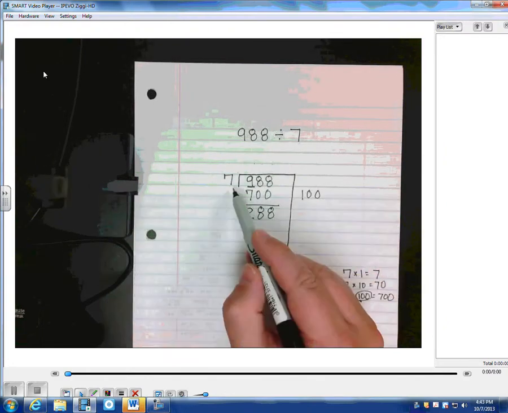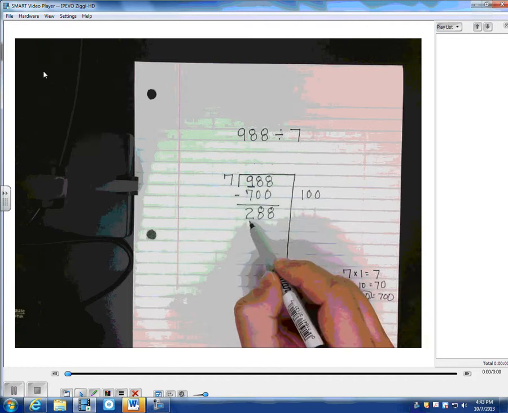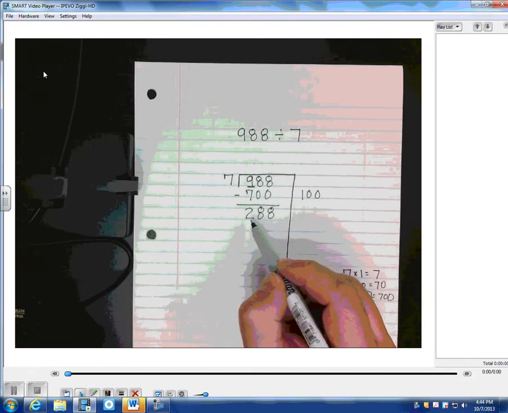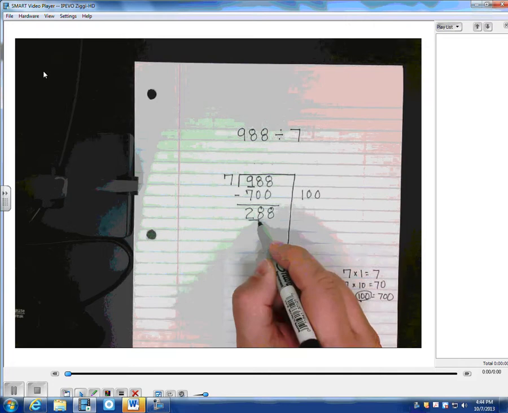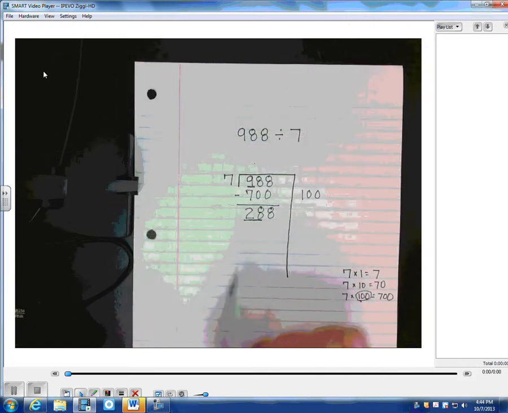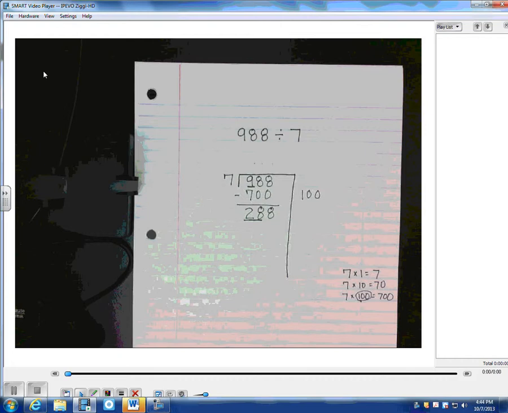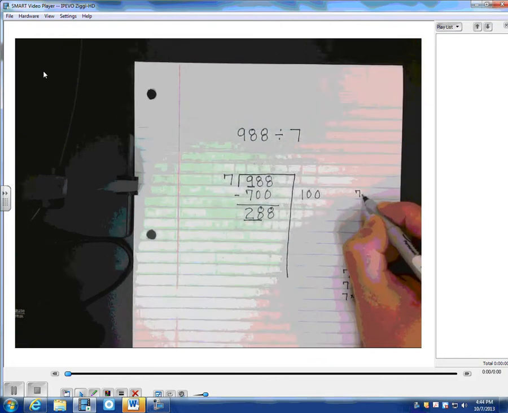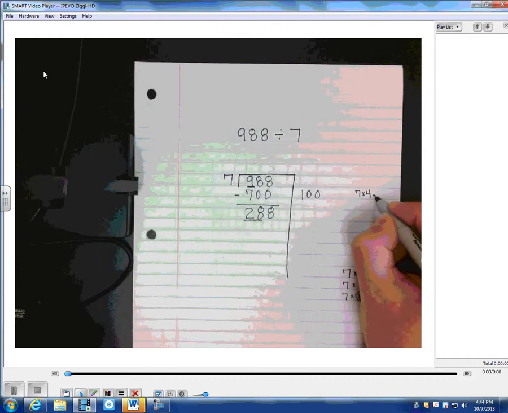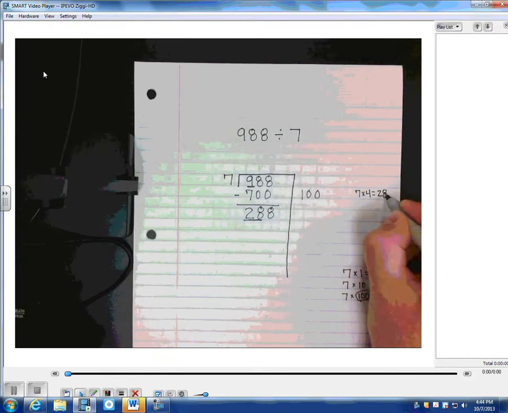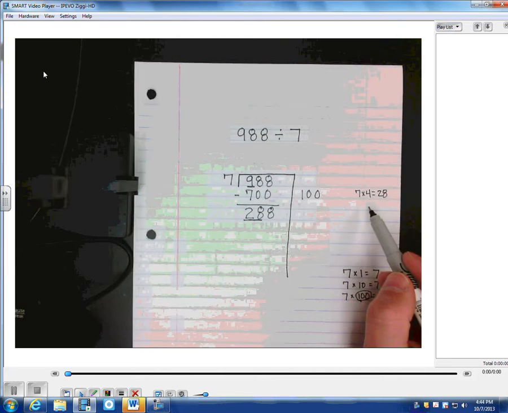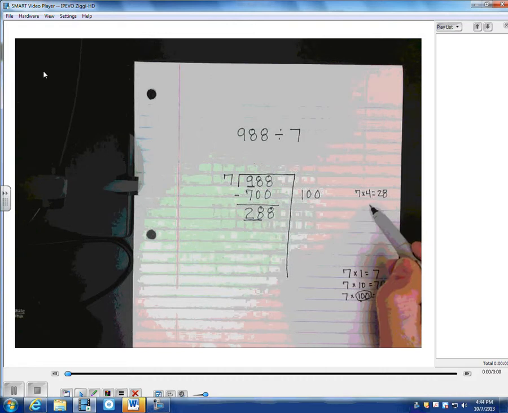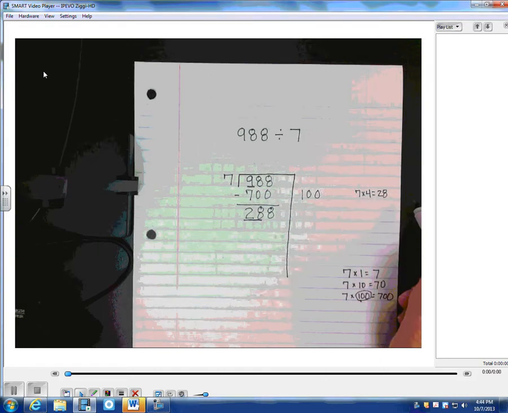So I ask myself, can 7 go into 2? It cannot. 2 is smaller. So I ask myself, can 7 go into 28? I know that 7 can go into 28. And I know it can go in 4 times. So up here, I'll start to write my factors again. 7 times 4 is 28. And I am going to stop here with this problem. You need to go ahead and finish this problem out by continuing with the powers of 10 where I started, 7 times 4 equals 28.